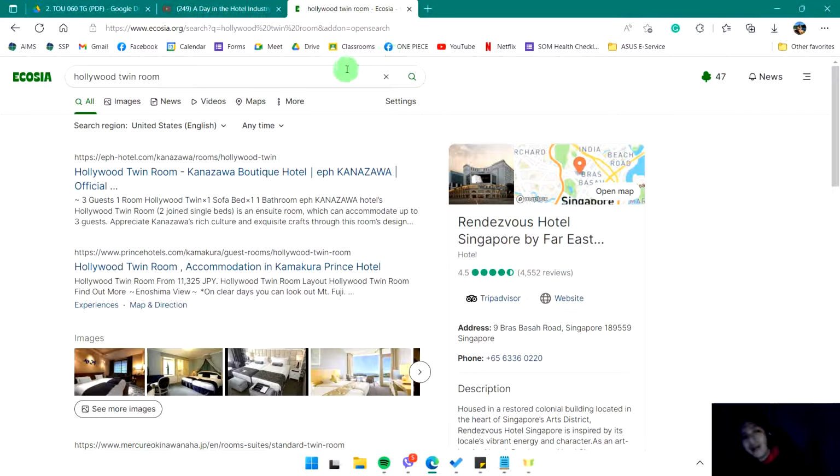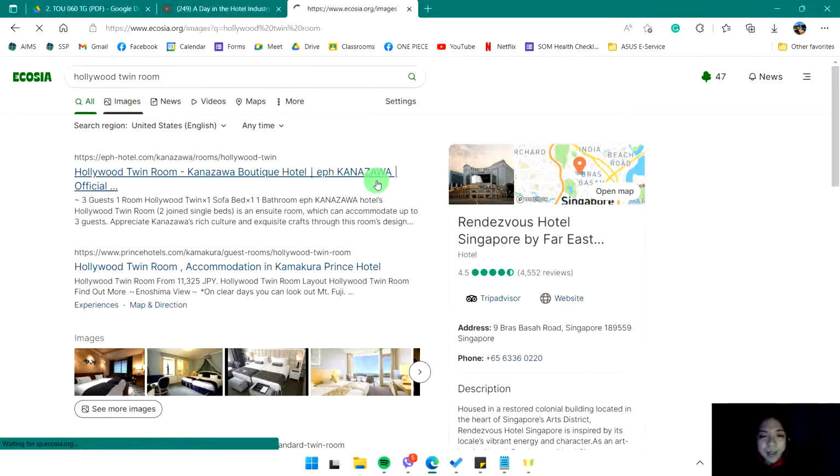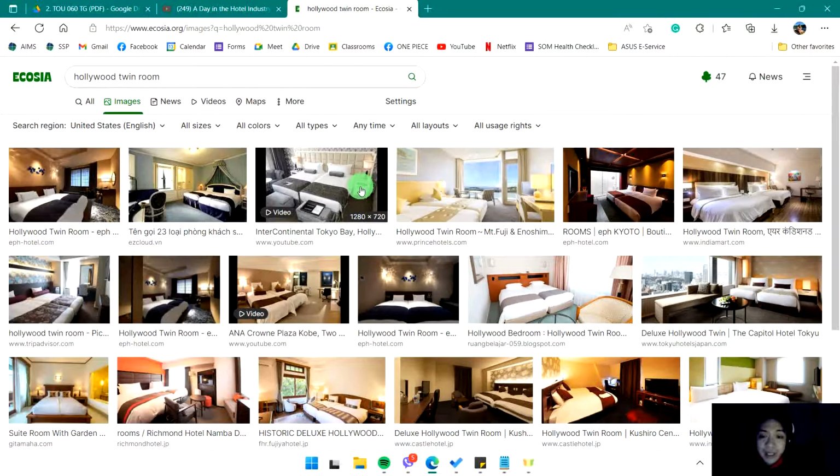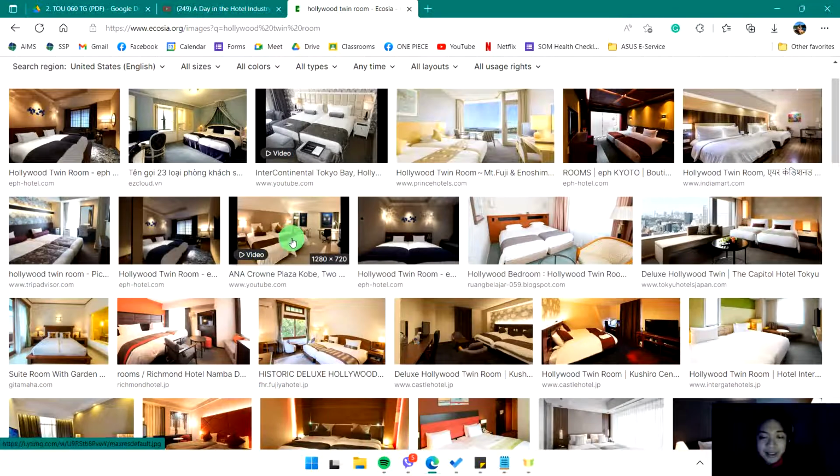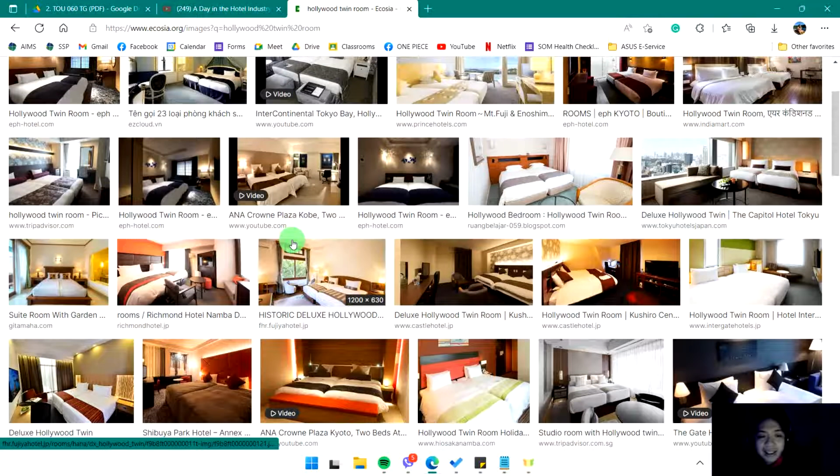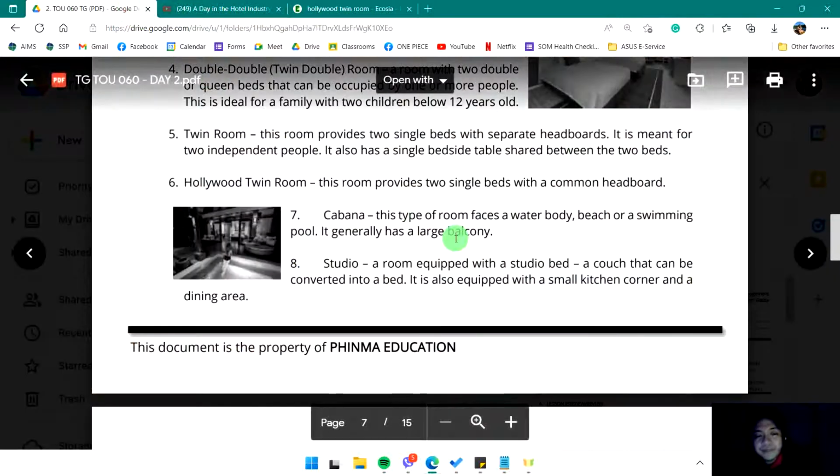Pero let's go back to the definition of a Hollywood twin room. Tingnan natin sa images para makita natin kung ano nga ba talaga itsura niya. Ayan. It's a twin room with two twin beds. It's two single beds that are connected with only one common headboard. So, yun yung Hollywood twin rooms natin.